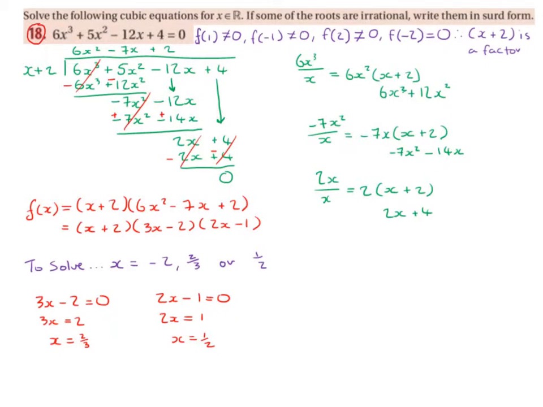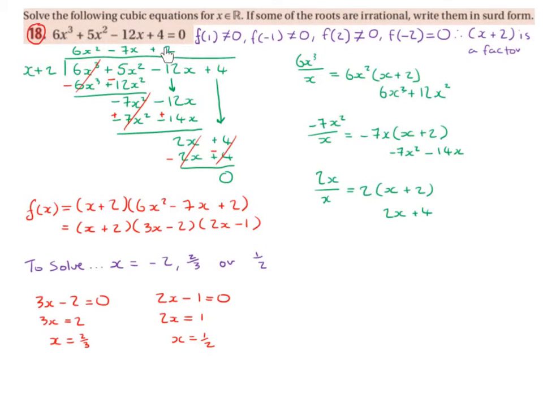And then we're going to multiply the minus 7x by x plus 2. Minus 7x by x plus 2 gives us minus 7x squared minus 14x, which we will write again under the bus stop. So we're going to change the signs. The new signs are written in red. These cancel. Minus 12x plus 14x is 2x. We bring down the plus 4. We repeat the process. 2x divided by x gives us 2.